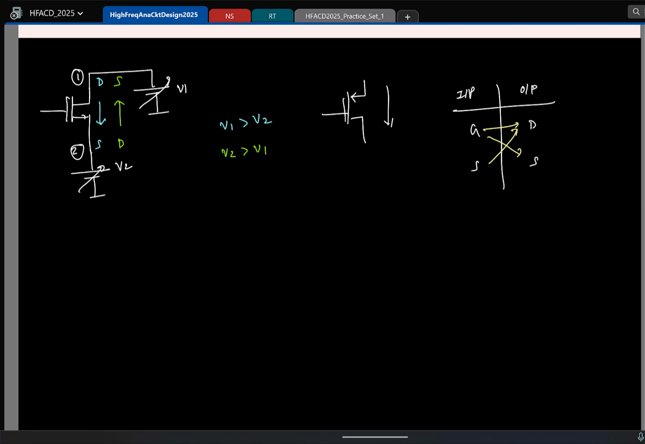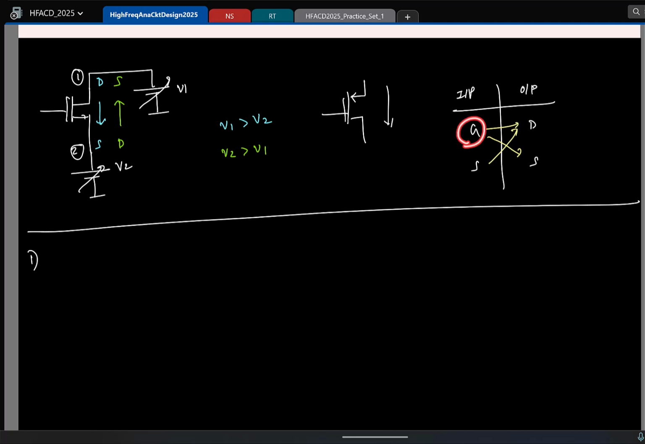Let's start with the first case. I apply input at the gate, take the output at the drain. So what kind of configuration is this called? Common source, yeah. This is the common source. So let's say I have something like this. So I apply a small signal Vin.